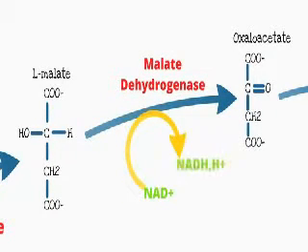It's important to note that this step of malate converting to oxaloacetate is a very energy-intensive step, with a positive Gibbs free energy. This means that the cell has a difficult time converting malate to oxaloacetate. So how does this step occur?